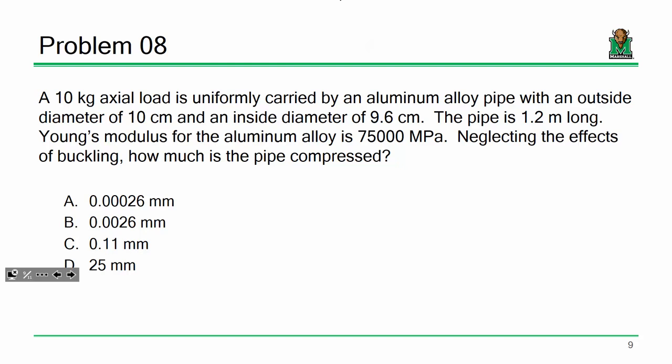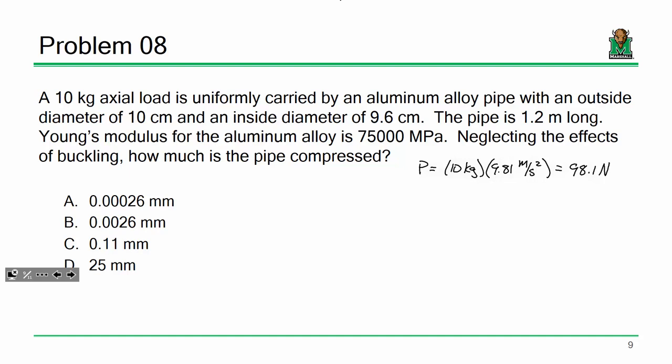Now, to bring back a little bit of dynamics and all that physics stuff, it's a 10 kilogram axial load. That's a trick part to it, isn't it? Can't have a load in kilograms, right? The load is in newtons, right? So P is 10 kilograms times 9.81 meters per second squared, which is 98.1 newtons. In this section of the test, that's actually a nasty trick, but yeah.